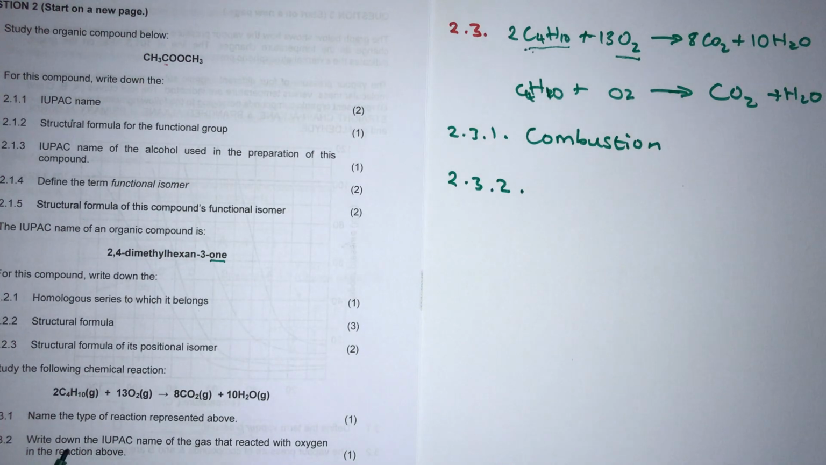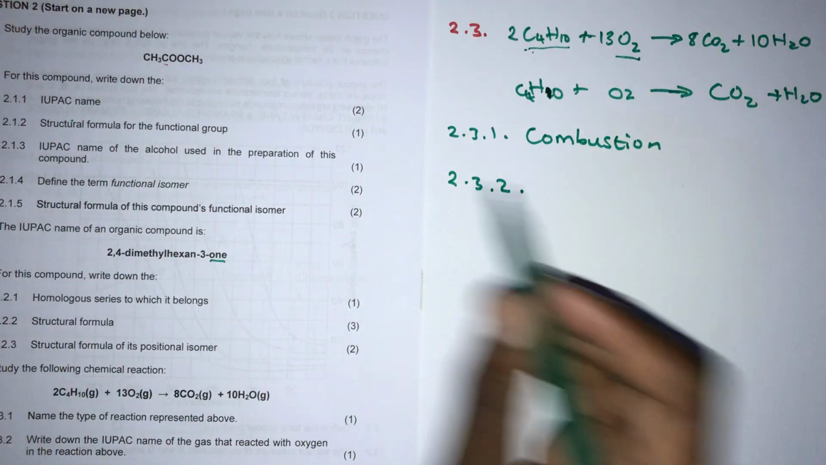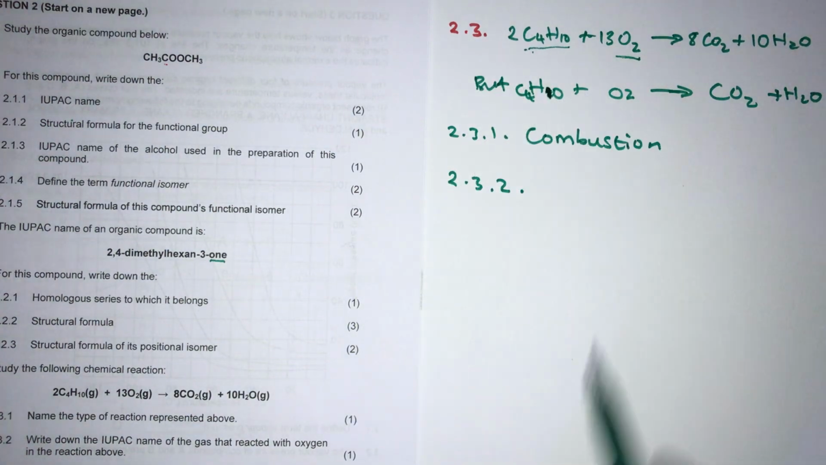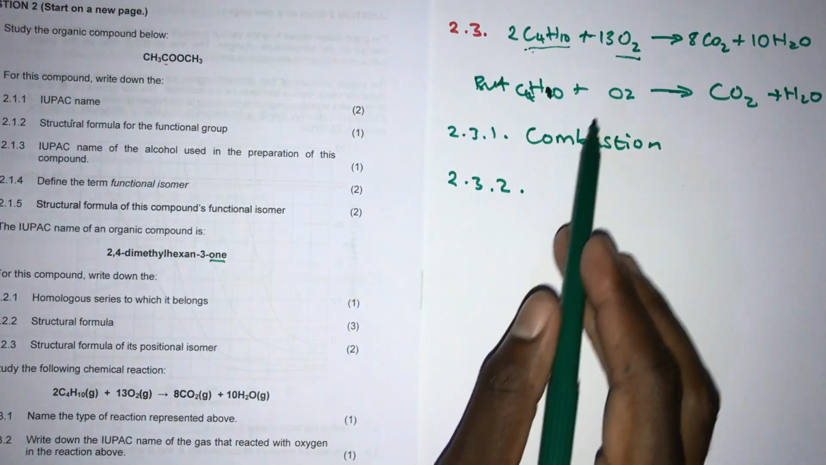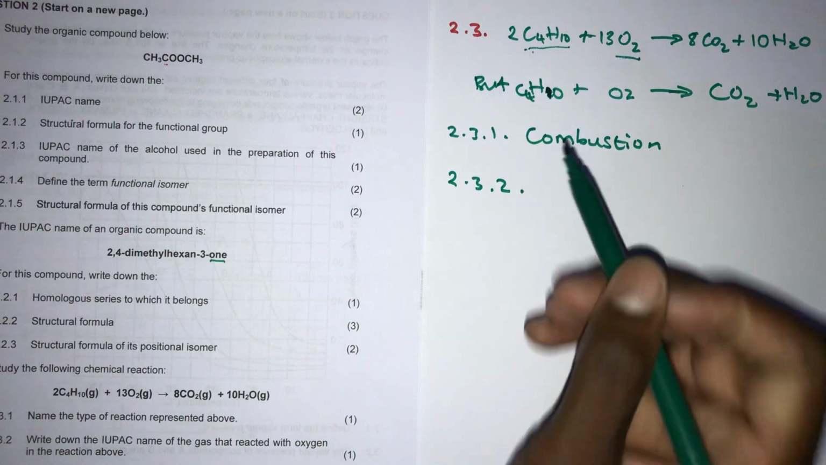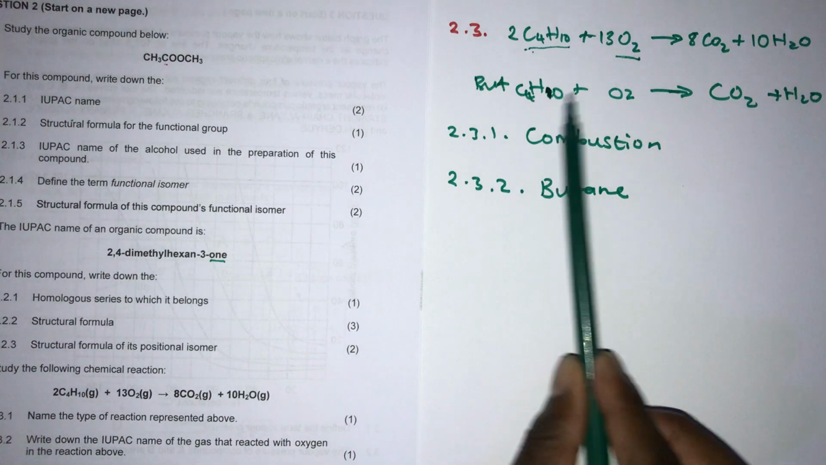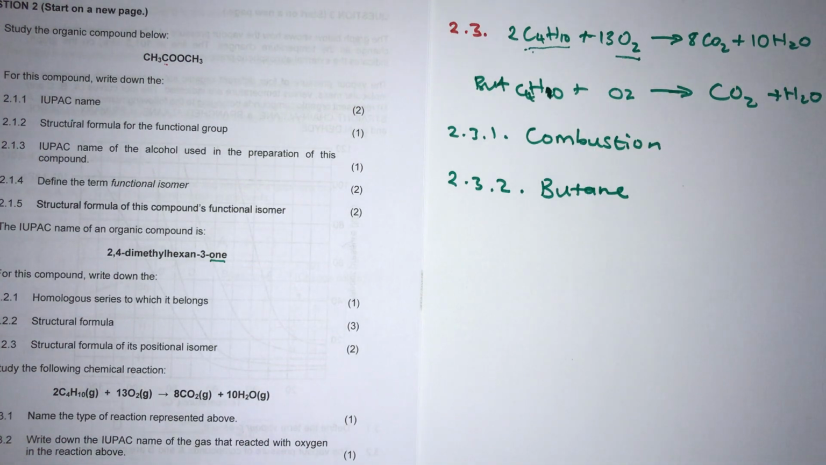2.3.2, they said write down the IUPAC name of the gas that reacted with oxygen in the reaction above. So this is the gas, this is C4H10. C4 is but-, so this is butane. When you check, in butane we have 4 carbon atoms and 10 hydrogen atoms. So here we have butane reacting with oxygen. They wanted to know the IUPAC name of the gas, so that is butane according to the reaction.